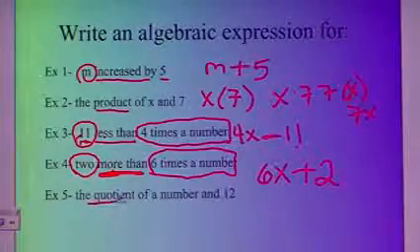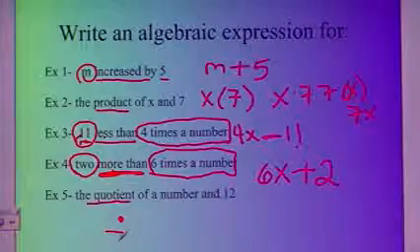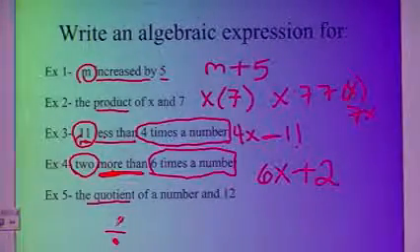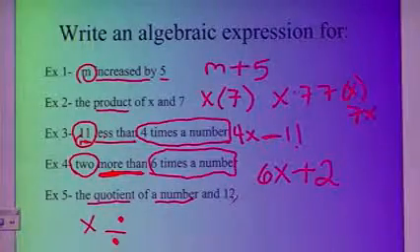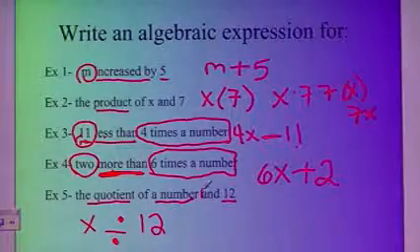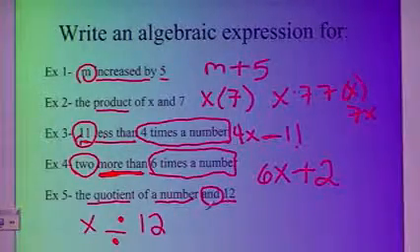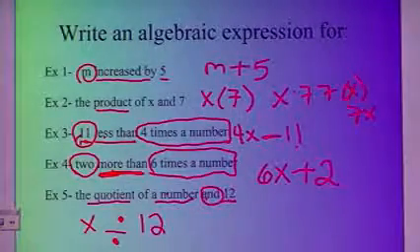All right? So now quotient, if you remember from our sheet, quotient means divide. Well, what two things am I dividing? A number, I'm going to use X as my number, and 12. 12 is the other thing I'm dividing. And usually where the word and is, that's where the symbol goes. So a number divided by 12.